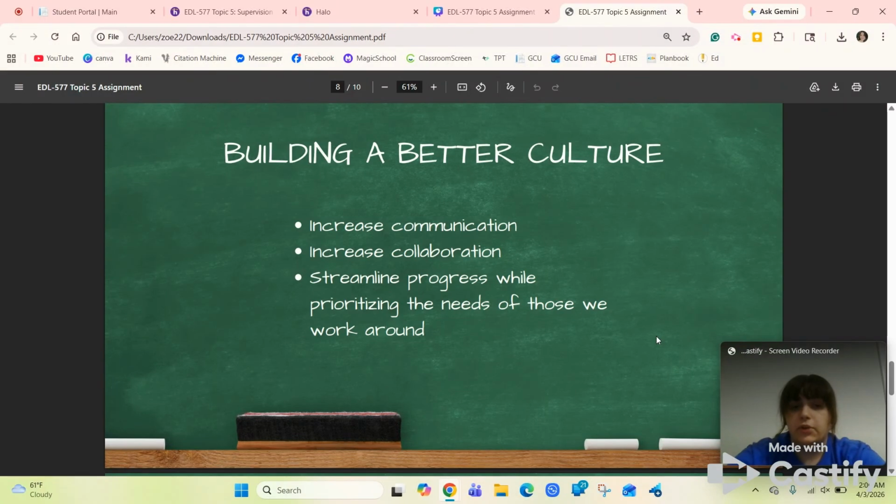We're going to increase collaboration within our team to make sure that things are getting done more quickly, as they are going to be working together. And we're going to streamline progress while prioritizing the needs of those who we work around. So essentially, we are going to try and make things done quickly, efficiently, and be less of a bother than we have before.